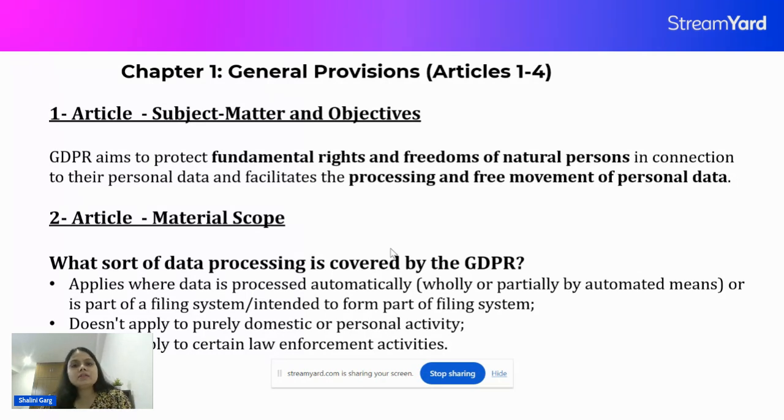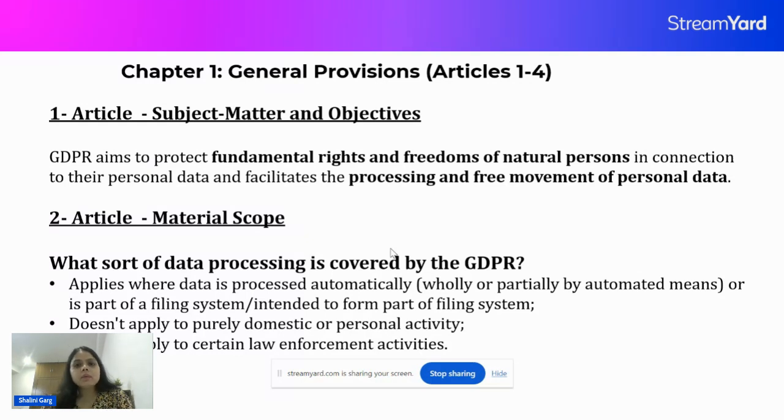Then what does material scope talk about? Material scope is Article 2 of the GDPR. Material scope is what is covered in the GDPR and what type of processing is covered by it. So GDPR covers automatic processing, whatever is being processed by automatic means with the help of a computer, but it also covers processing which forms part of a filing system or is intended to form part of a filing system.